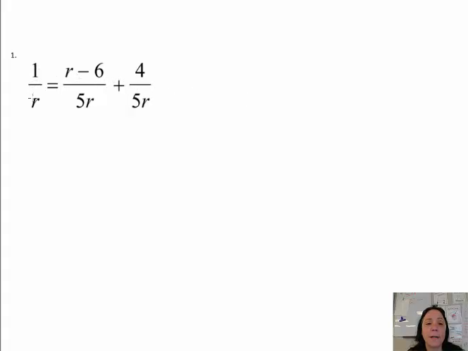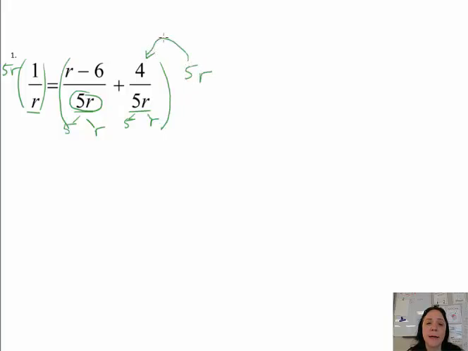We have 1 divided by r equals (r minus 6) all divided by 5r, plus 4 all divided by 5r. So my common denominator here, my factor here is just r. My factors here are 5 and r, and my factors here are also 5 and r. So my common denominator is 5r, and I am going to multiply both sides of this equation by 5r. Now when I do this, I have to multiply this by each of the things in this parentheses.